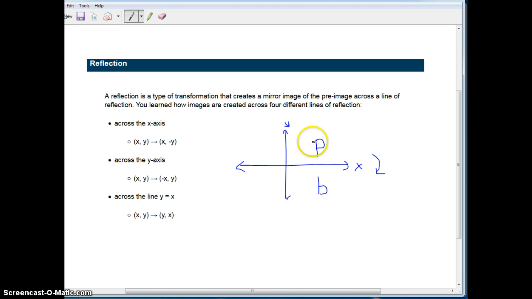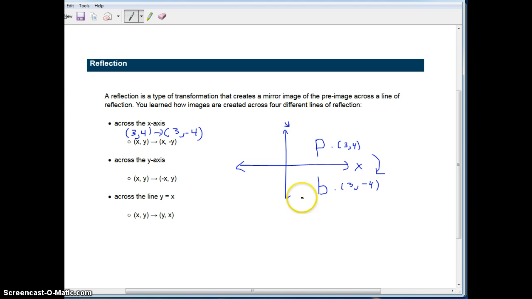And now let's go look at the formula. Suppose we have a point right here and it's going to be (3, 4). If this is reflected over the X-axis, the X stays the same and the Y goes negative. And there's a formula right here. So (3, 4) over the X-axis maps to (3, -4).